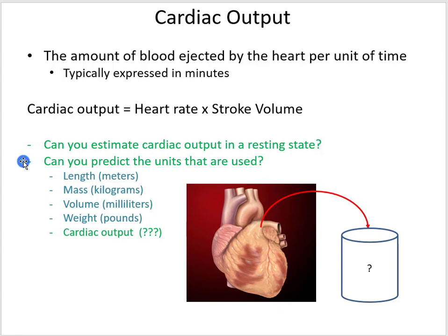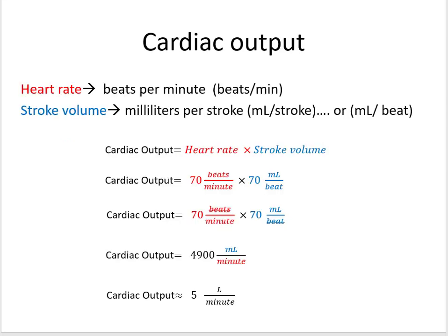And if you're coming back now after having paused the video, here's what you should have come up with. You should have come up with something like this. Heart rate traditionally is expressed in beats per minute. You know that normal in resting state is about 60 to 80 beats per minute. So we'll just take a nice clean number and call that 70 beats per minute. And notice how I represent this as a fraction.